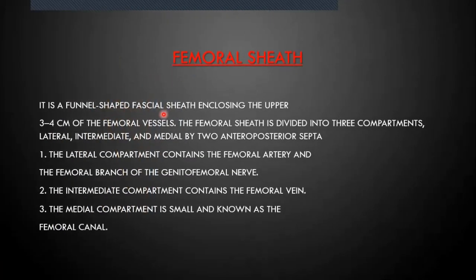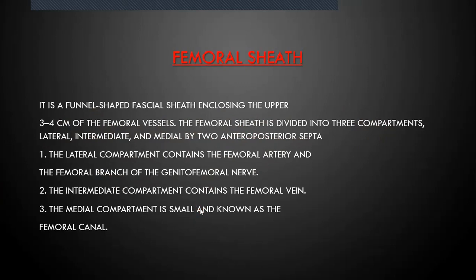Now it is a funnel-shaped fascial sheath enclosing the upper 3 or 4 centimeters of the femoral vessels. The femoral sheath is divided into 3 compartments: lateral, intermediate, and medial, by 2 antero-posterior septa. The lateral compartment will contain your femoral artery and the femoral branch of the genitofemoral nerve. The intermediate compartment will only contain the femoral vein, but the medial compartment is small and it is also known as the femoral canal.